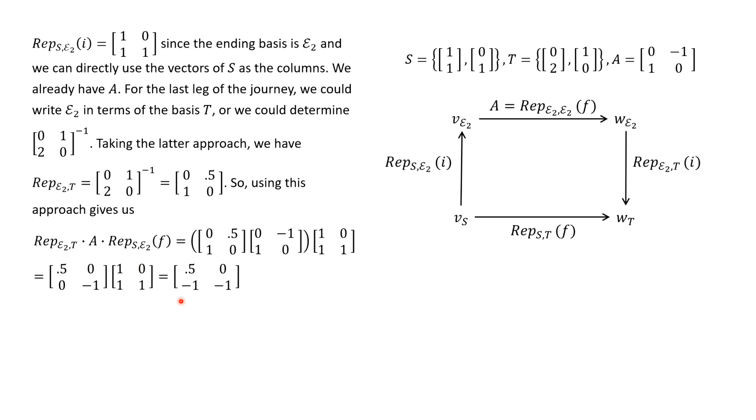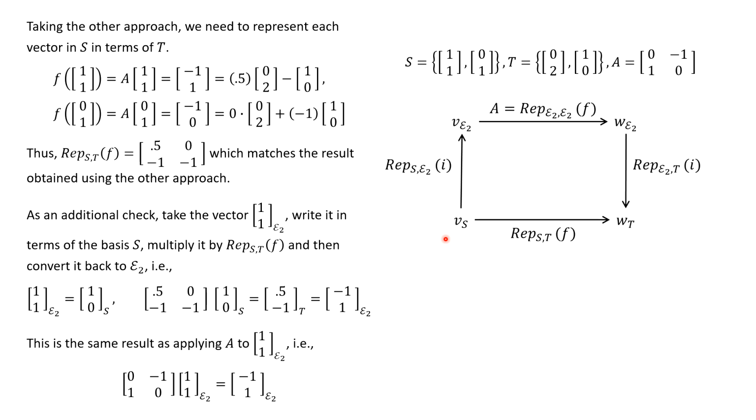So this is our transition matrix going from V, represented in S, to W, represented in T, for our function F that rotates by pi over 2. Now we're going to do this directly, and we would expect to get the same answer here, 0.5, 0, minus 1, minus 1. Okay, so I'm going to go to the next slide and we'll do this computation.